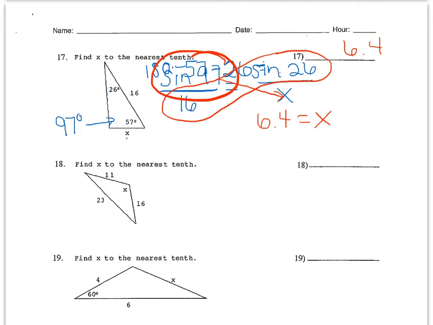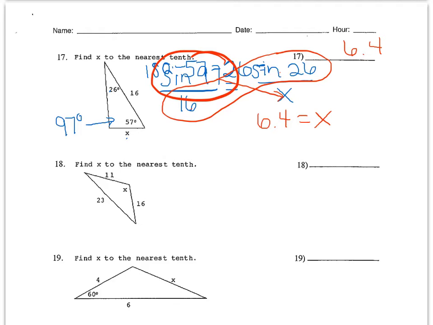Okay, let's look at 18. So again, find x to the nearest tenth. So I want to look for my pairs. I have the x across from the 23, but I don't have angles to go with either one of these sides. And this one is not one where I can find those other angles because I only have one angle to work with, and I don't even know what that one is. So I can't do 180 minus anything.